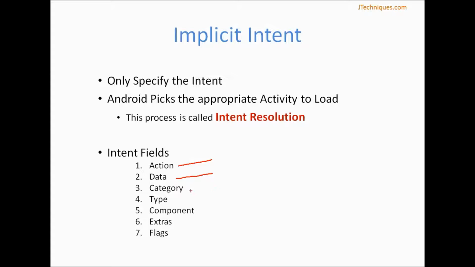Similarly, there are some categories like launcher, the main activity, and some set of data. We will look at implicit intents in detail in the next video.